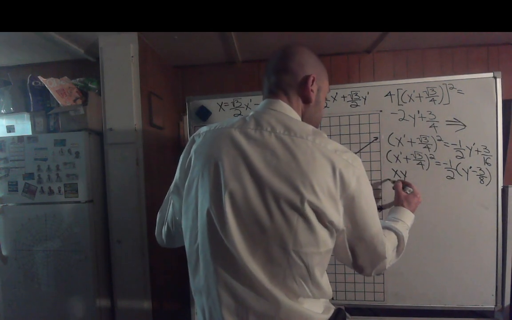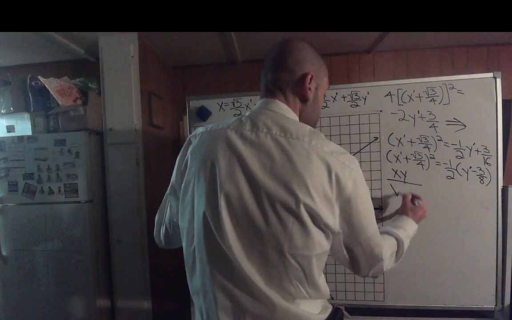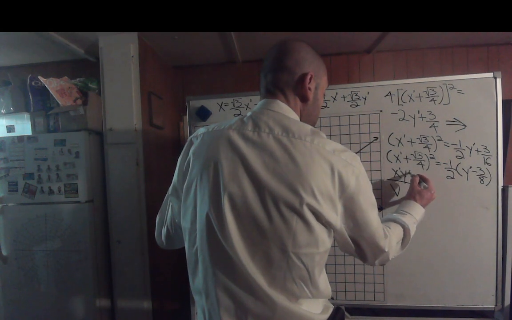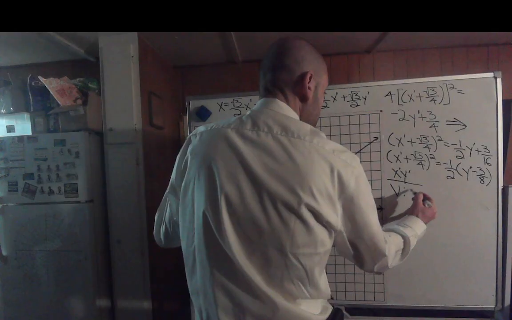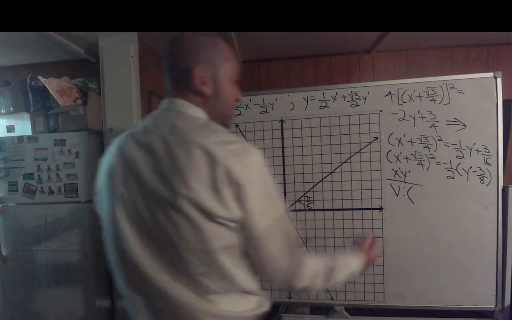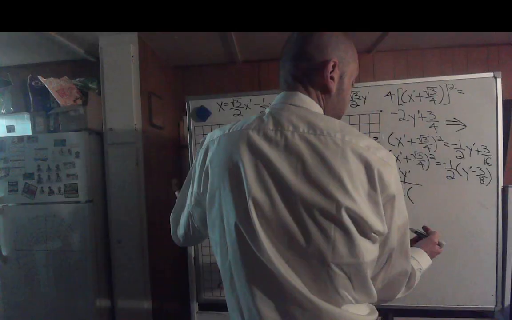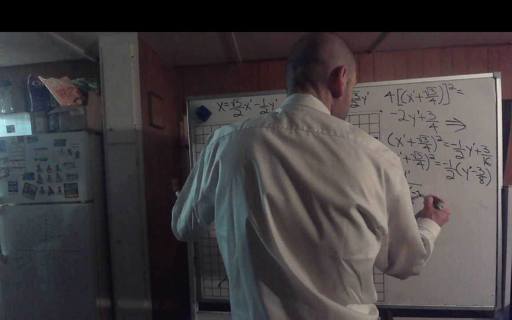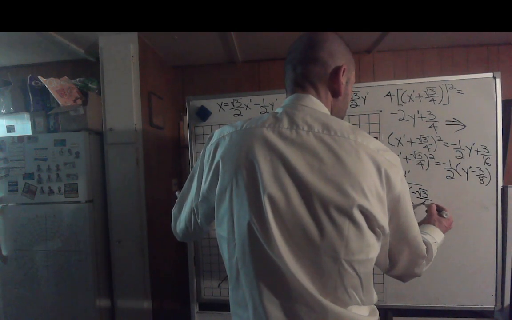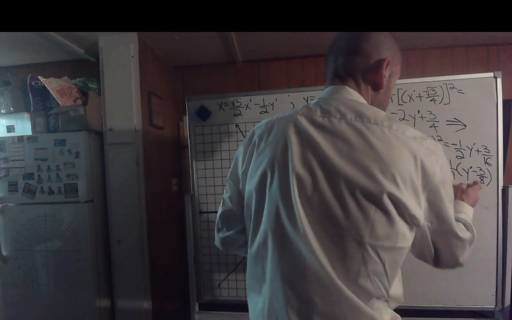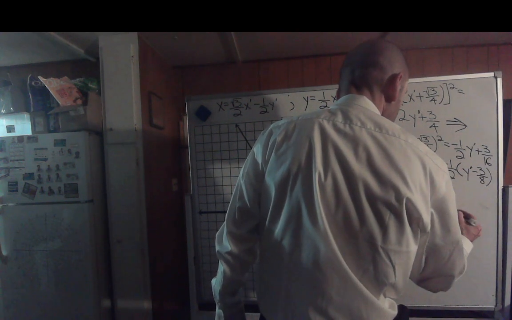And all we really need in this case is the vertex. X prime, y prime. The vertex, of course, set your x prime plus square root of 3 over 4 equal to 0. You get negative square root of 3 over 4 for your x coordinate. Set your y coordinate equal to 0. Set your y prime minus 3/8 equal to 0. You get y prime equals 3/8.